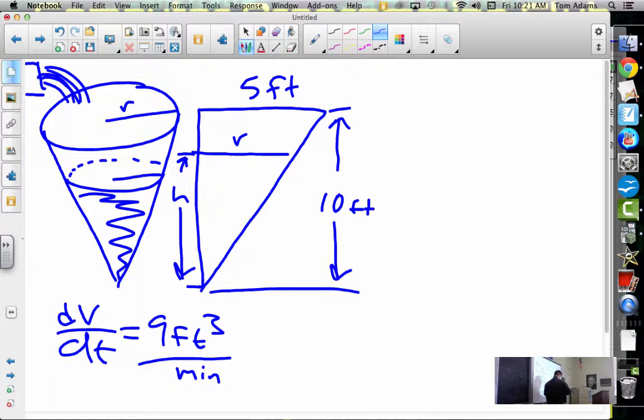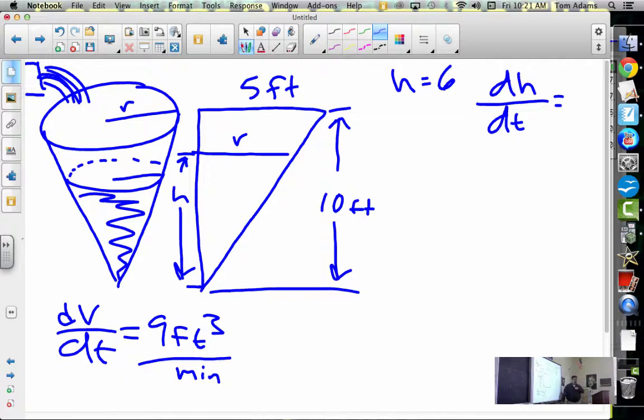It says, how fast is the water level rising when the water is at 6 feet deep? So when h equals 6, we want to know the rate of change of the height. Does that make sense? So now this is not overly complicated. We want to know dh/dt, and we're given that dV/dt is equal to 9 cubic feet per minute. So where do you think we start with this?